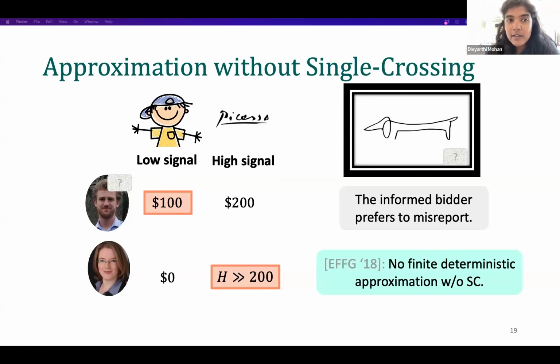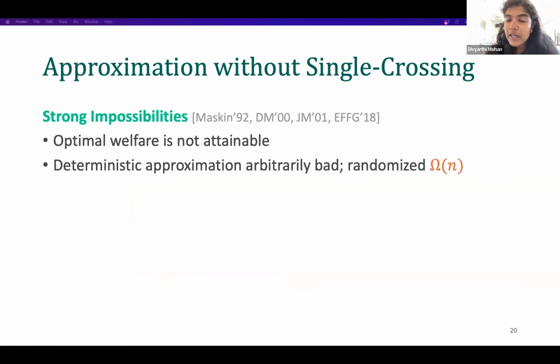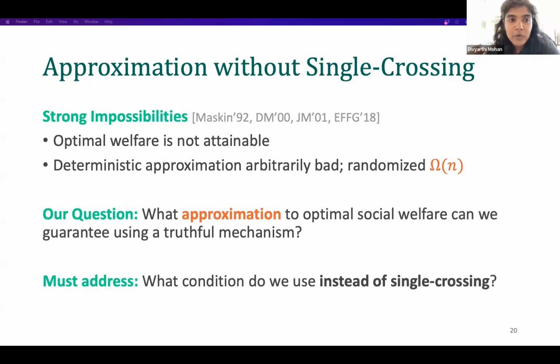And it turns out this is not just for deterministic mechanisms. Even if you allow for randomization in the mechanism, without single crossing assumptions there are still instances where you cannot guarantee better than an n approximation. All you can do is just assign to a bidder at random. But we really want to understand what approximations to the social welfare we can guarantee using truthful mechanisms beyond this notion of single crossing.